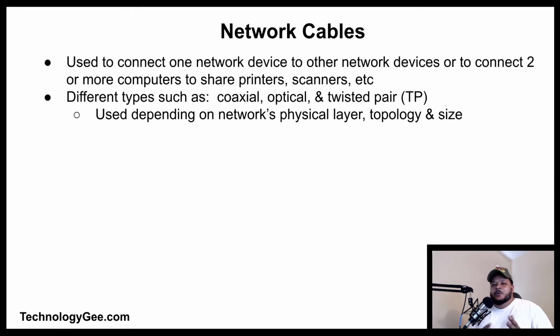Network cabling is network hardware used to connect one network device to another network device, or to connect two or more computers to share printers, scanners, etc. Different types of network cables, such as coaxial cable, optical fiber cable, and twisted pair cables, are used depending on the network's physical layer, topology, and size. The devices can be separated by a few meters or nearly unlimited distances.